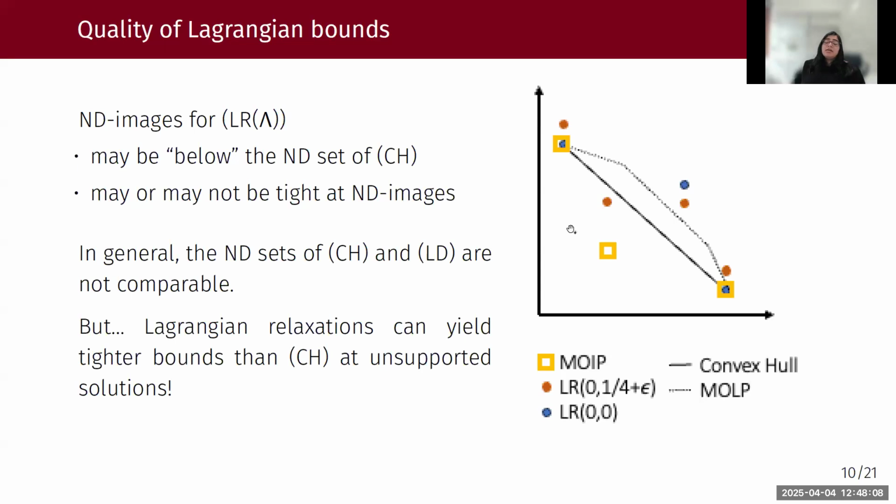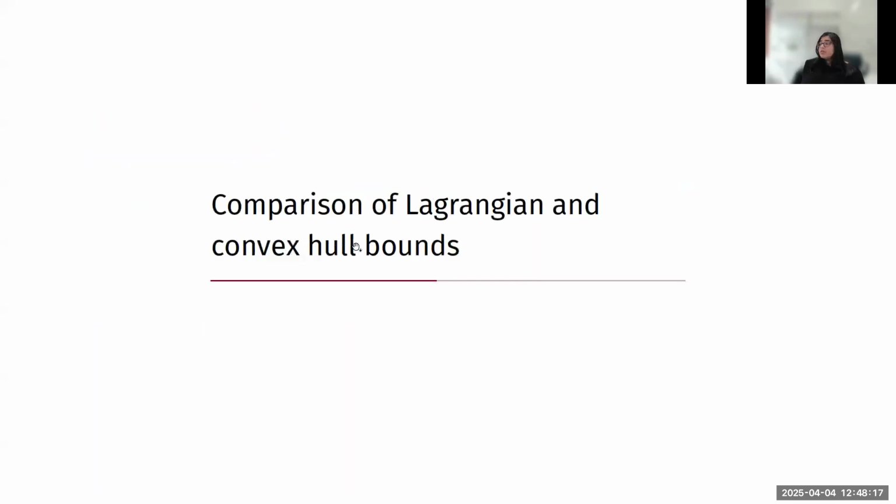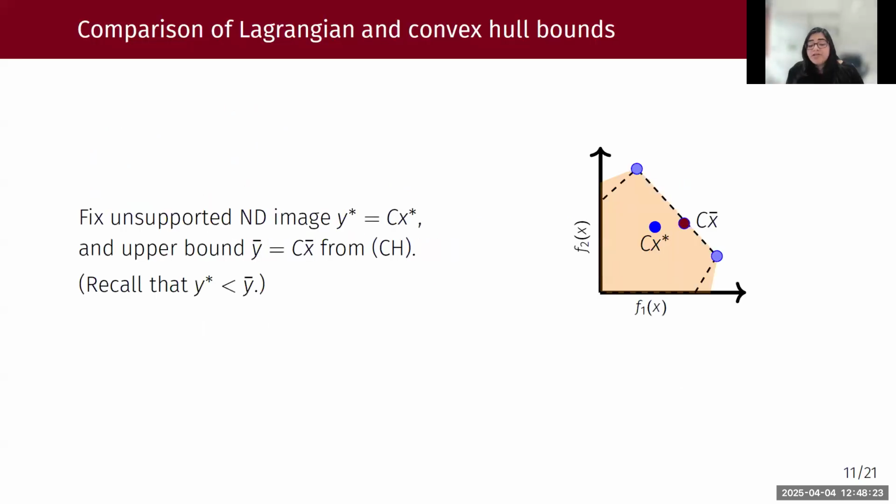In general, the Lagrangian dual and the convex hull sets are not going to be comparable to each other, but we have more hope with the relaxation. Okay, so that led us to, let's try to compare Lagrangian and convex hull bounds. So again, I'll try to illustrate all of this through pictures as much as I can.